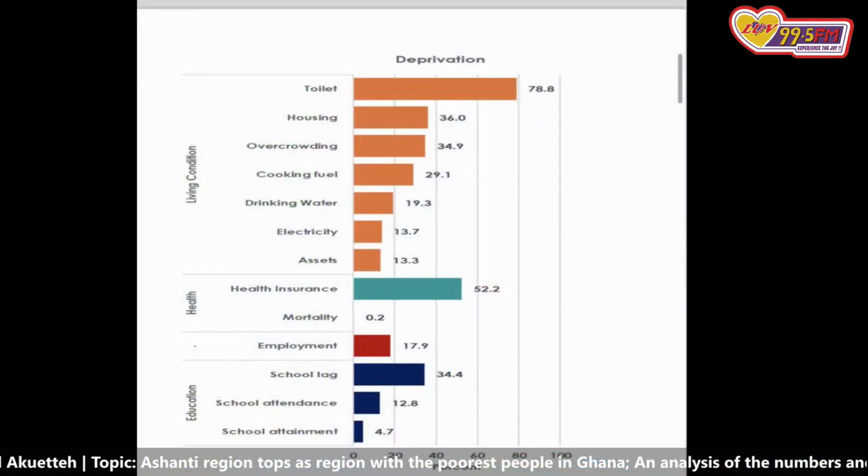Now, let's go through the numbers. When they did the survey, the highest deprivation they recorded was in toilet facilities. 78.8 didn't have toilet facilities. Is it national or Ashanti? No, that's the national outlook. I'm just giving you an overview of the national outlook, then I'll come to Ashanti. 78.8 didn't have toilet facilities.